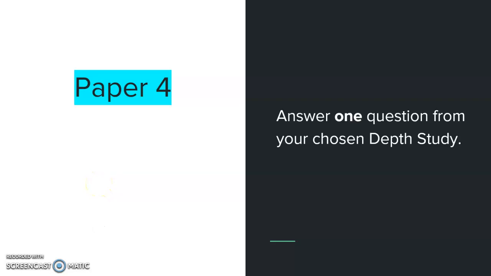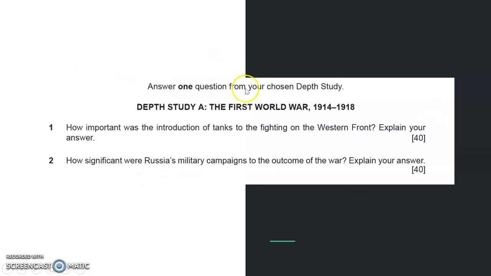For the last one, the answer to paper 4. Answer one question from your chosen depth studies. I mentioned to you there are 4 types of depth studies, right? For this one I included depth study A, the First World War. Look at the question. You have to answer one. One question consists of 40 marks. So for paper 4, it is one question, one essay only.